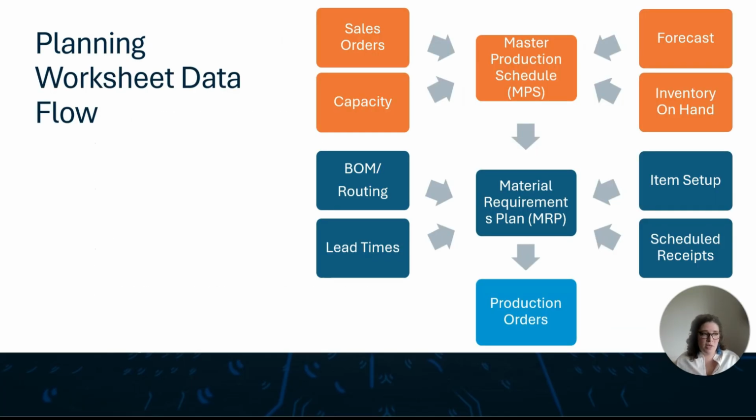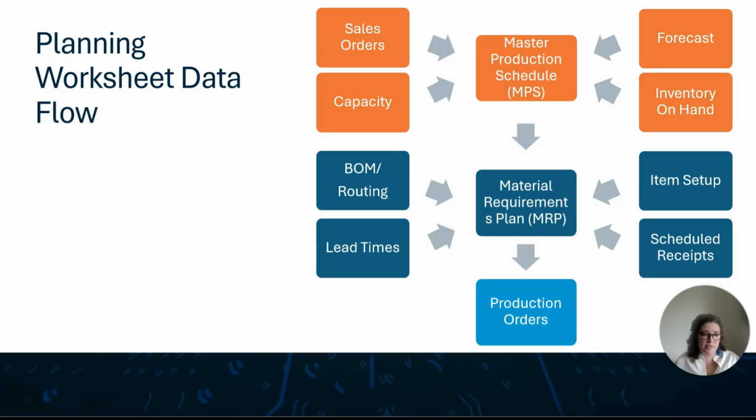So let's talk a few minutes about just the data flow of the planning worksheet, right? We've talked about MPS, we've talked about MRP. So if we just focus on the top section here, the orange section, obviously, we're going to have different demands coming into the system. So from a Business Central standpoint, that could be a sales order driving demand, or it could be a forecast. So you do have the ability to build out inventory forecasts in Business Central and load them and factor that into your planning.